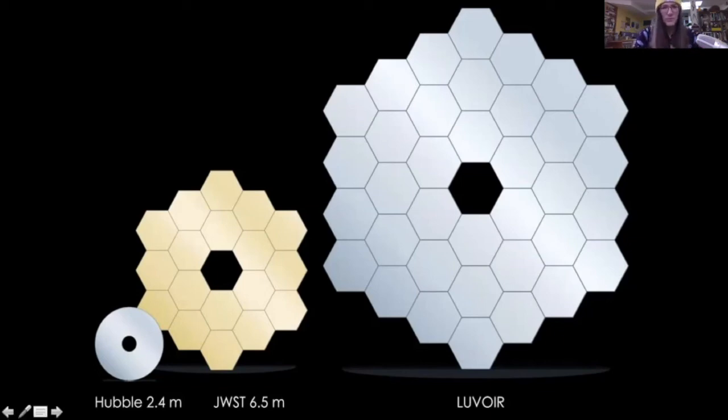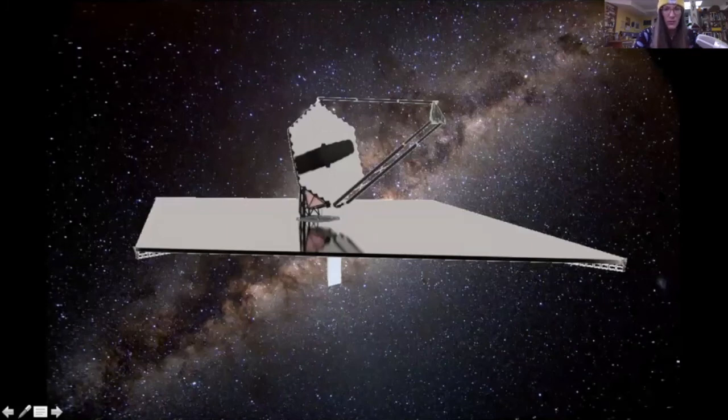But even with these big fancy telescopes, it's going to be hard to see the exoplanets because starlight is so bright. So you need to do some fancy tricks to get rid of that light. So here's what LUVOIR might look like if it's launched in space. Going to be pretty cool.